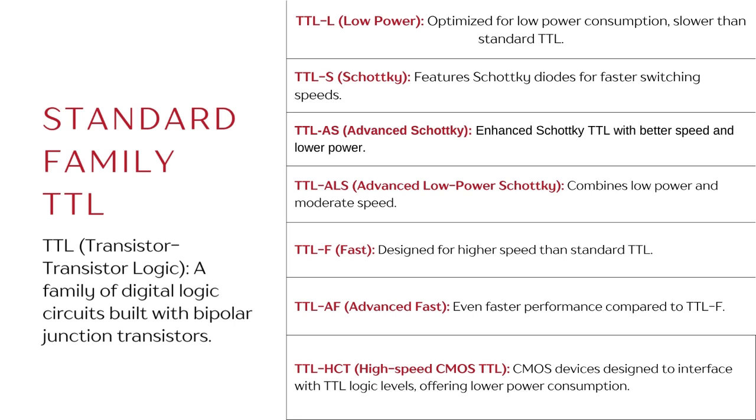TTL-ALS combines Advanced Schottky technology with low power requirements, offering a balanced solution. TTL-F, or Fast TTL, is optimized for higher speed operation. TTL-AF, Advanced Fast, goes even further, delivering faster performance with low power consumption. Finally, the TTL-HCT, or high-speed CMOS TTL, is compatible with CMOS logic levels but maintains the high speed associated with the TTL. Understanding these variations is important when selecting components for different performance and power requirements.